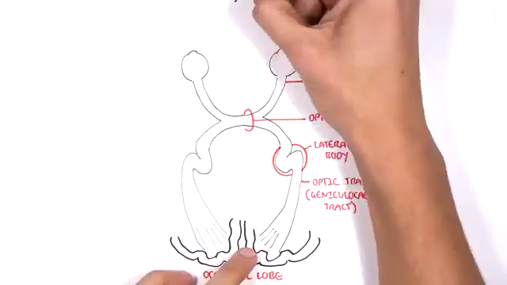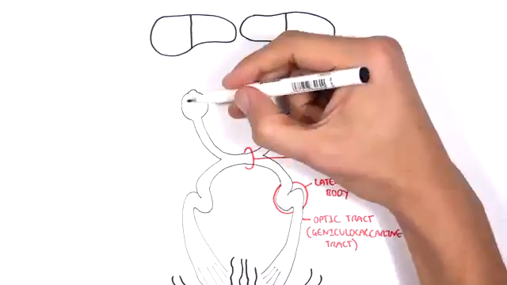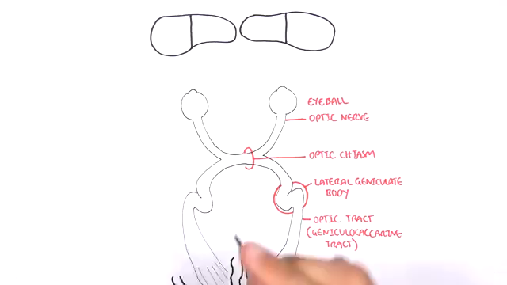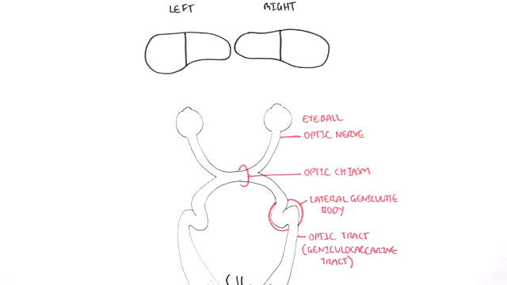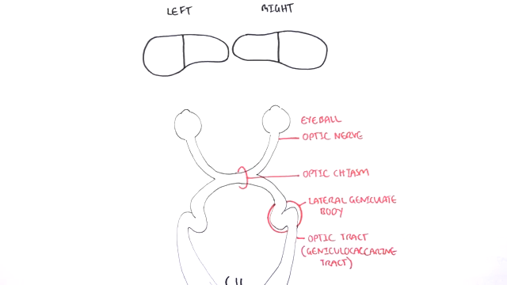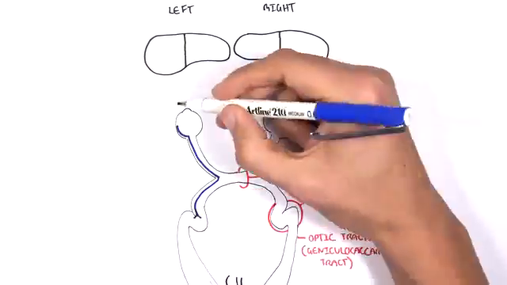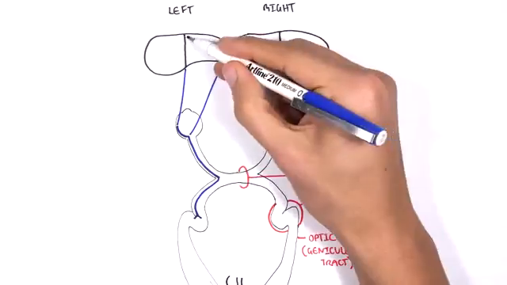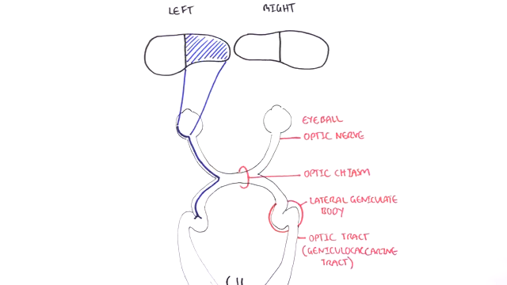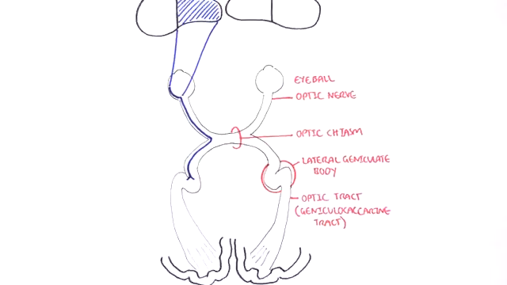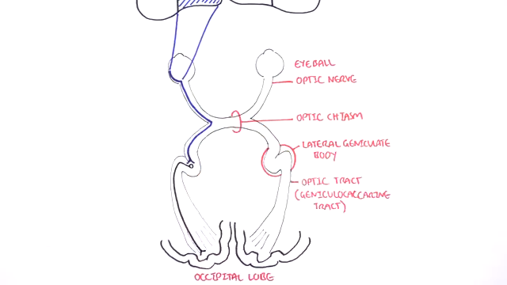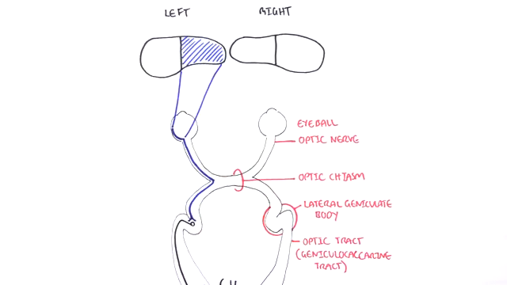We are looking at this whole visual pathway from the top. So the blue nerve on the left side here will pick up the left nasal field and will carry this visual information to the lateral geniculate body, where it will synapse with another nerve. And this other nerve will then carry this information to the occipital lobe.